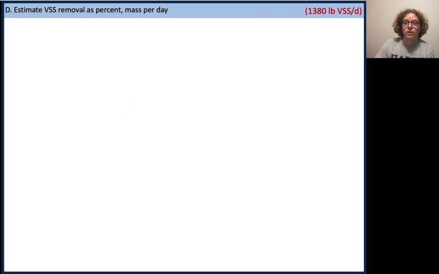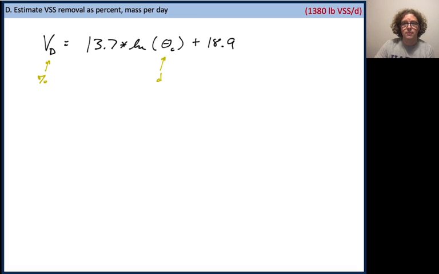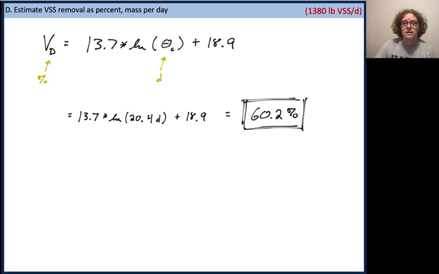Okay, so with that design in place, now we can look at the performance. So estimate volatile suspended solids removal as a percentage as well as a mass per day. And so as a percentage, we can boil this down into the empirical estimate provided here, which you would have read about in your textbook. That percentage on the left-hand side is equal to 13.7 times the natural log of that design residence time plus 18.9. So if we go ahead and plug in 20.4 days, my calculation yields about 60.2% removal of volatile suspended solids.